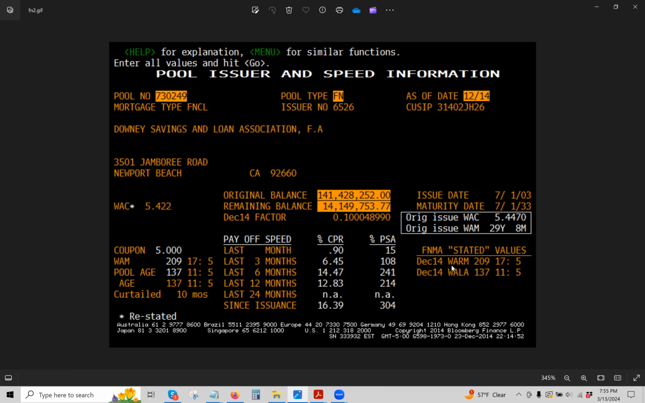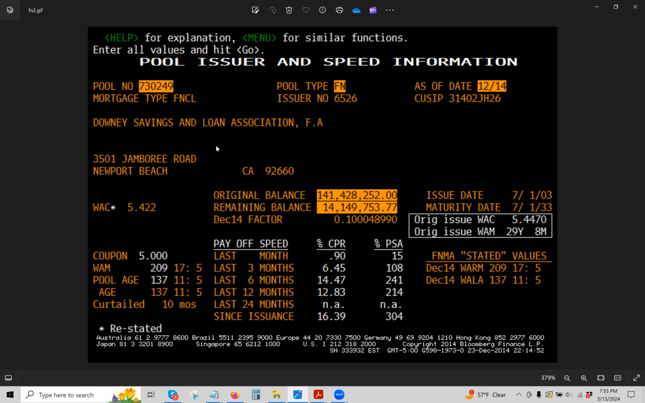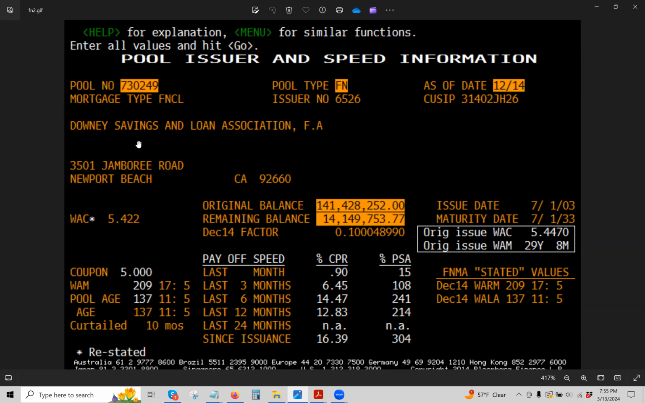Payoff speed, these type of information. Okay. An interesting aspect of this particular screen is it actually gives you the pool number here. Okay. And it tells you the mortgage type. So now, when you're looking at this data, this is actually a mortgage pool.